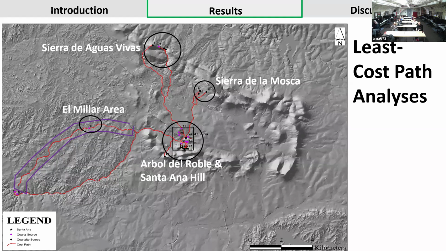I'll still be talking about this one. I've not talked about it before, but I'll mention it in the course of my presentation. And the last one is the Salo River area. So you have 5 different areas on the landscape where archaeological materials from Santa Ana Cave would probably have come from, based on the prospecting that we did.